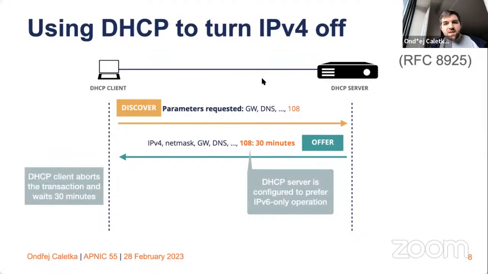The reaction of the client in this case is that it will stop the transaction here. The transaction is not finished because there is no further message exchange. It is like there was no DHCP transaction at all because it was aborted in the middle. And in this case, the device will just work on IPv6-only, and the DHCP pool will be one address bigger, let's say.